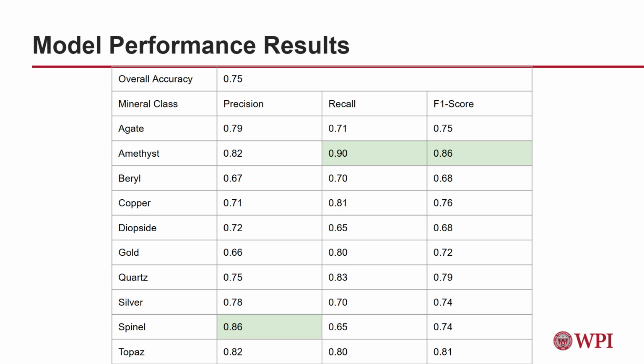Here is our model performance on 10 mineral classes with an overall accuracy of 0.75. We got the best precision score of 0.86 with the spinel class, and the best recall of 0.9 and the best F1 score of 0.86 with the amethyst class.